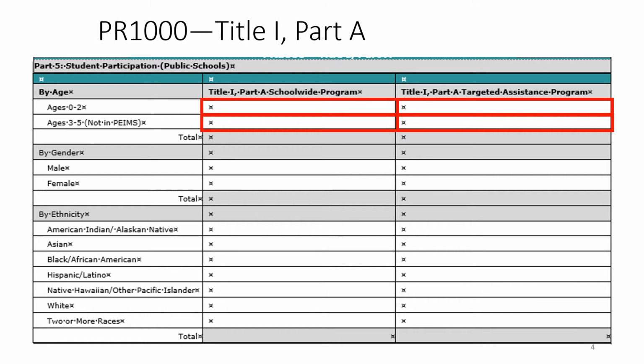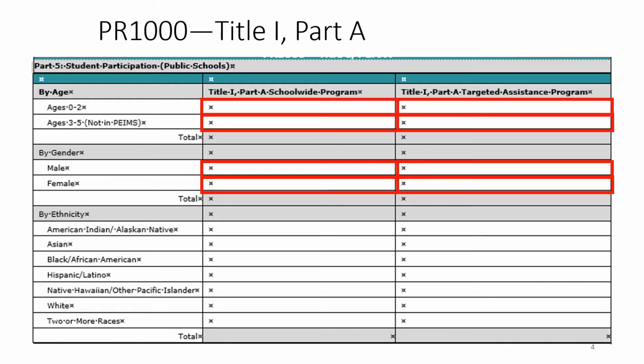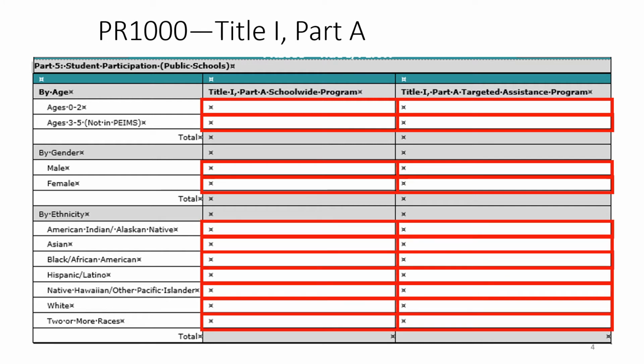So on this compliance report, we are only getting ages 0 to 2, 3 to 5, for students who participated in a Title I school-wide program or a targeted assistance program. We are then collecting for those students separated out by gender and by ethnicity, so that when the LEA has completed this section, the totals for each of these will match. 0 is an acceptable entry. In fact, if the LEA has no students, the LEA has to put zeros. There can't be blanks.